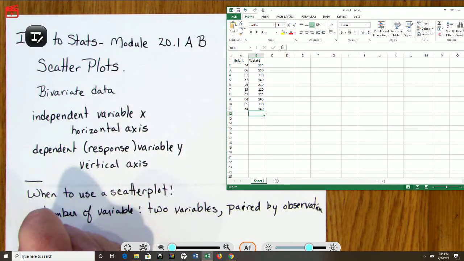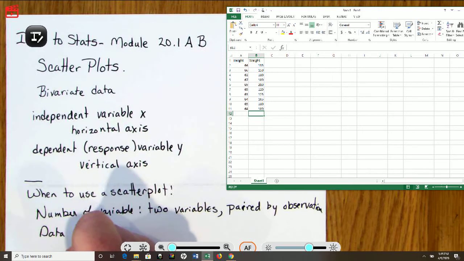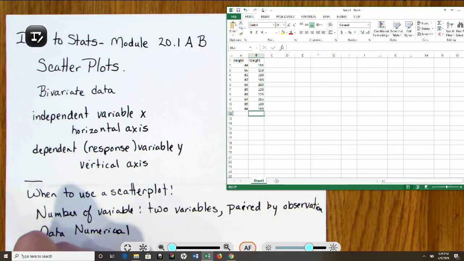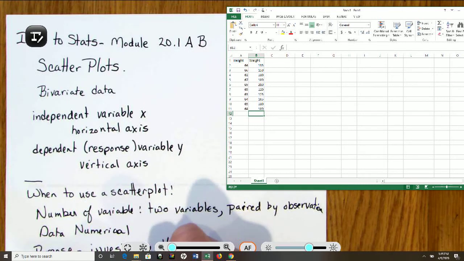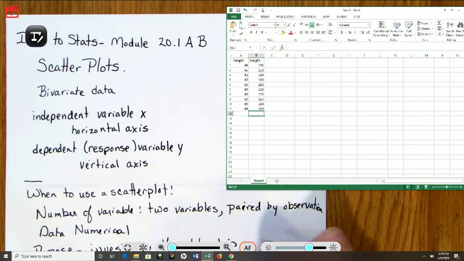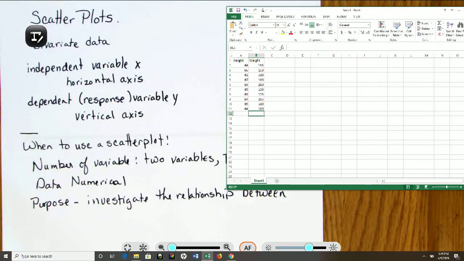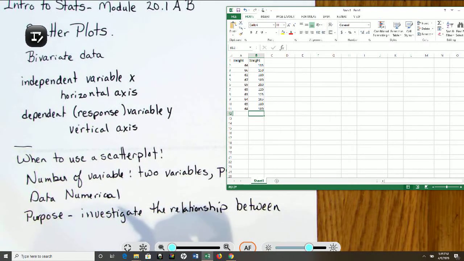Okay, when our data is numerical is when we will also do this. And when our purpose is when we're trying to see if there's some sort of relationship. So we're going to try to investigate the relationship between the variables. And as we work through chapter or module 20, we'll be looking at how do we determine those relationships.